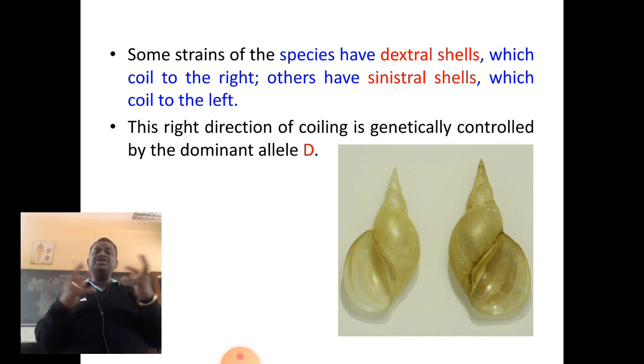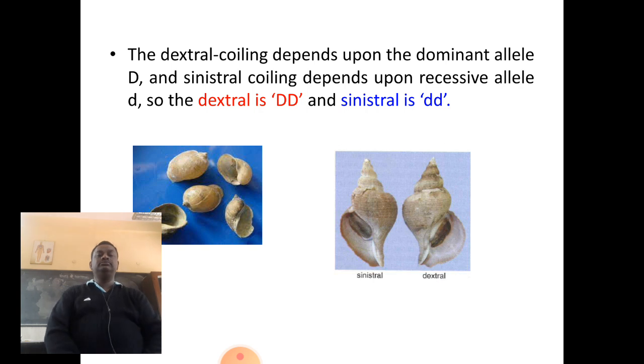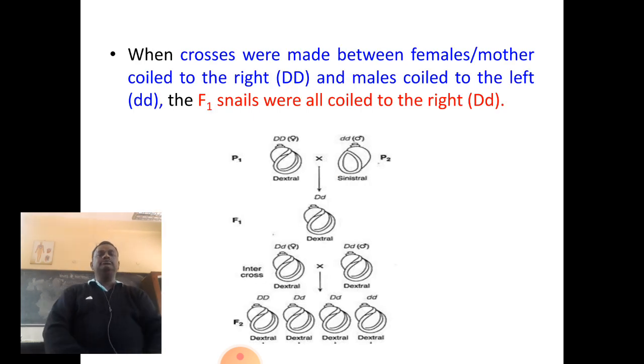This coiling of the shell, especially of the right side, is controlled by a dominant allele, capital D. So, it is a nuclear gene that controls the dextral coiling of the shell. The organisms with right hand coiling show capital D capital D or capital D small d as their genotype, and sinistrals will show small d as their genotype. That is the recessive and dominant condition overall.